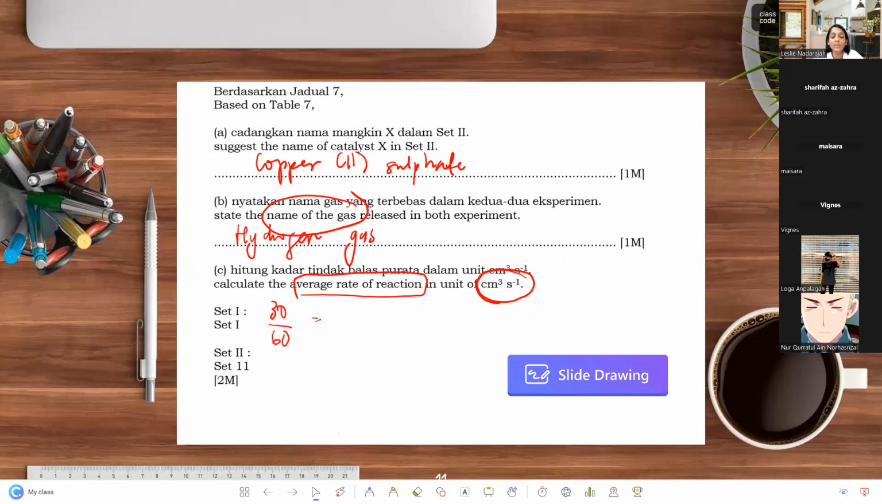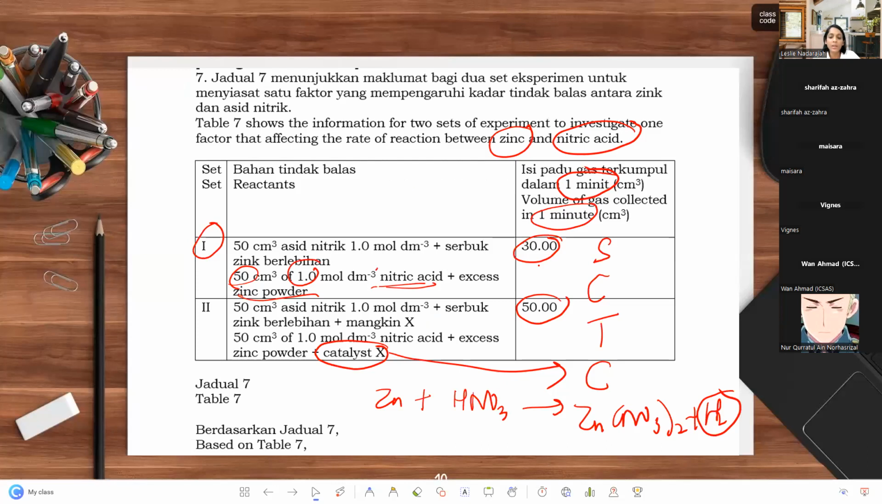So 30 divided by 60, class, what's your answer? 0.5 cm cube per second. Okay, 0.5 centimeter cube per second. You see, remember my words, okay? Answer is always in the question. They already told you centimeter cube per second. That means you already should know volume over time. So always look at the question. The next one we do, what's my next one? The set 2 average rate of reaction?